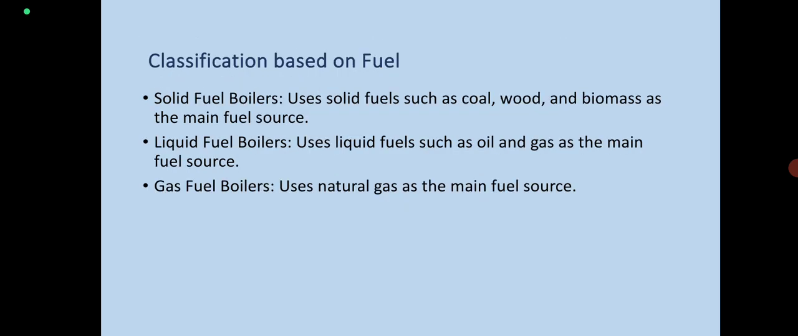Now, based on classification on the basis of fuel. Solid fuel boilers use solid fuels such as coal, wood and biomass as the main fuel source. Liquid fuel boilers use liquid fuel such as oil and gas as the main fuel source. Gas fuel boilers use natural gas as the main fuel source.